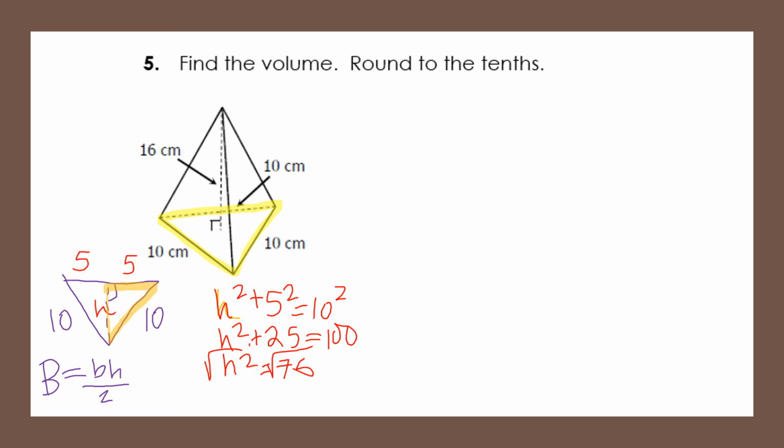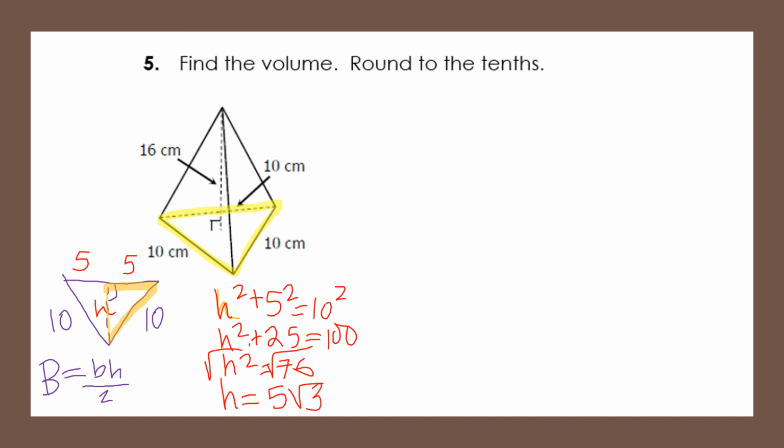And you can go ahead and leave it as 5 root 3, or you can turn it to a decimal. It's really up to you at this point. I do prefer to leave this type of scenario in exact form, so I'm going to leave it as h equals 5 root 3 instead of rounding. I'll save rounding to the very end.